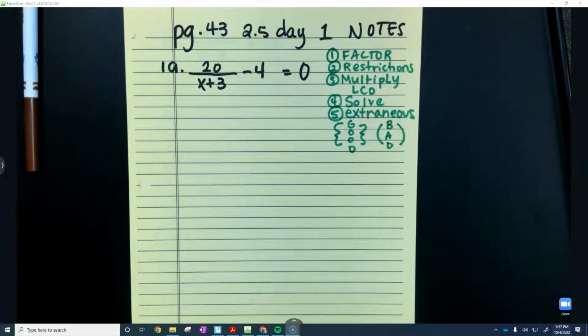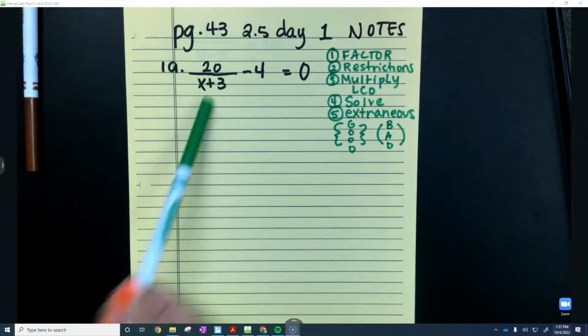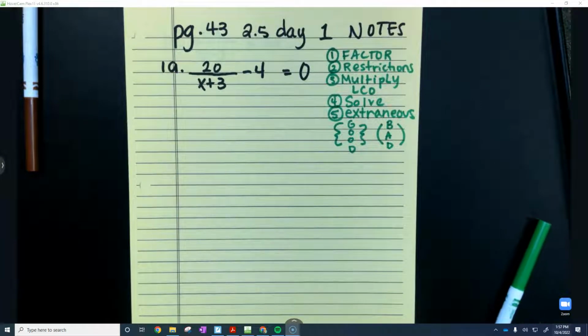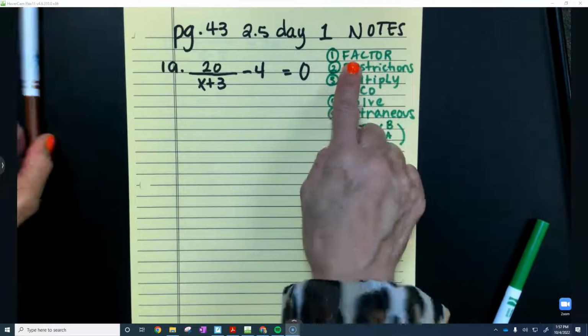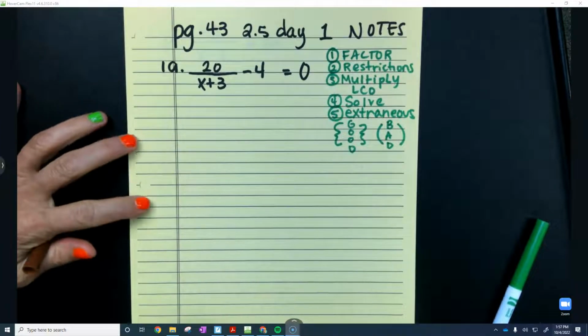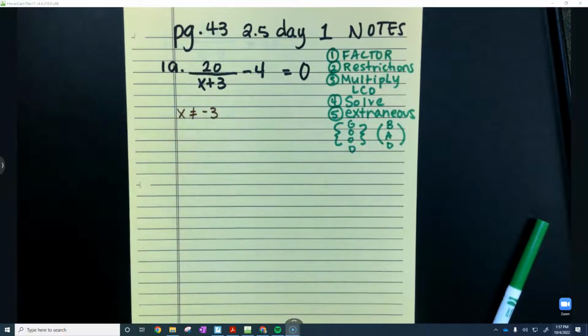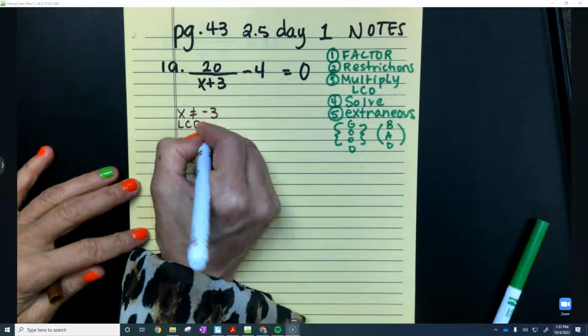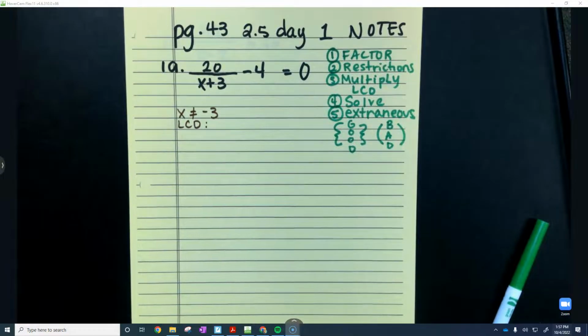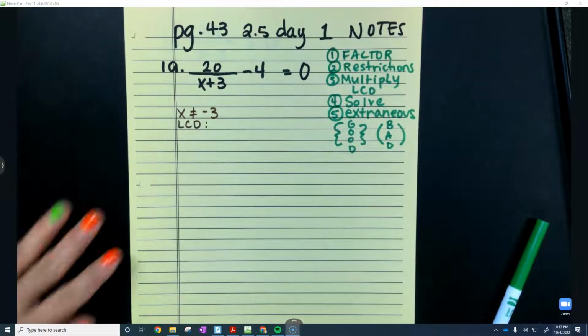So here's number 1. Number 1 has a denominator of x plus 3. It's already factored, so step 1 is already done for us. Step 2, we're just going to go ahead and state the restrictions. So I know x cannot be negative 3. If it's negative 3, I would have a 0 in the denominator, which is no good. All right, so the LCD, the least common denominator, is the denominator. The only denominator we have is x plus 3.